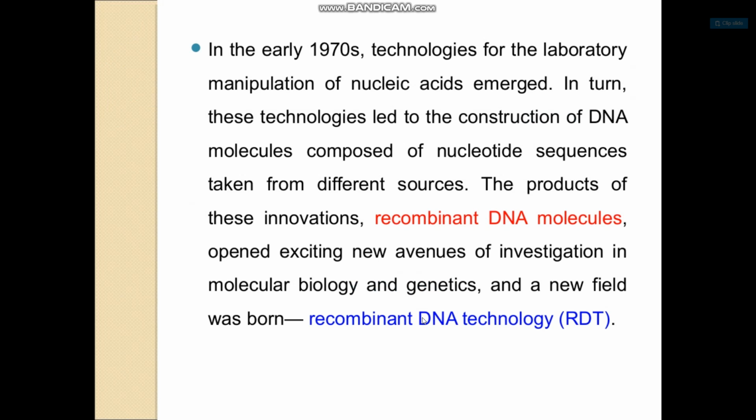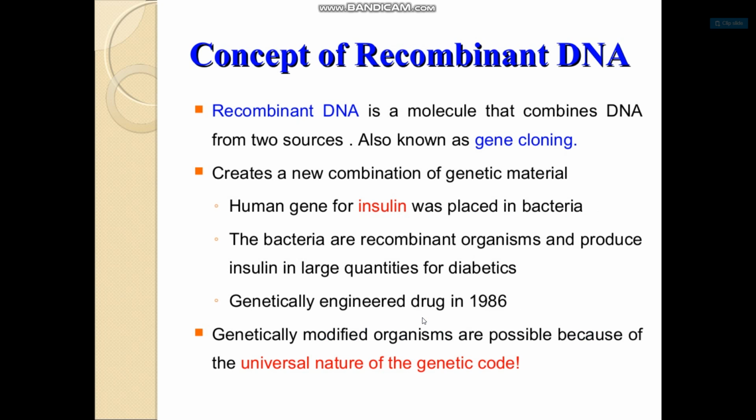So in the early 1970s, technologies for the laboratory manipulation of nucleic acid emerged. So in return, these technologies led to the construction of DNA molecules composed of nucleotide sequences taken from different sources. So the product of these innovations like RDT opened exciting new avenues. So the concept of RDT: recombinant DNA is a molecule that combines DNA from two sources, known as gene cloning, creates a new combination of genetic material.